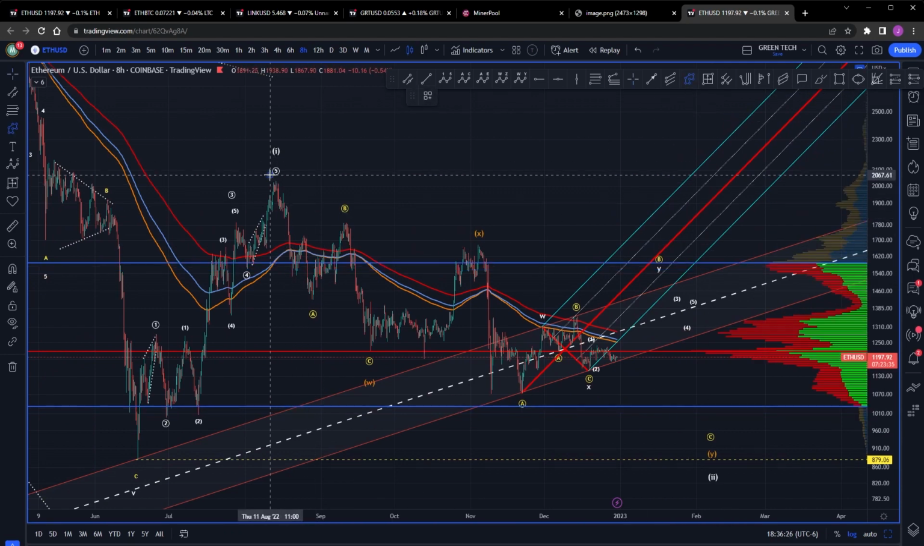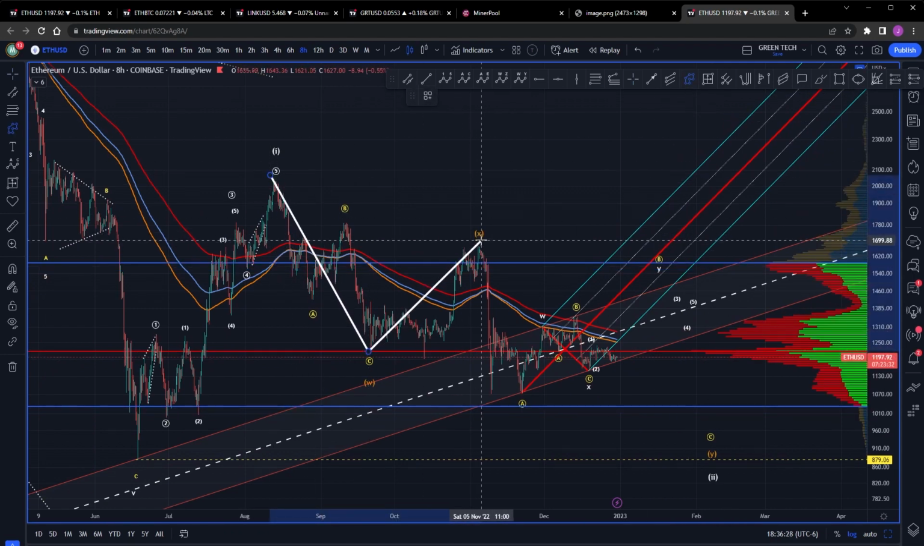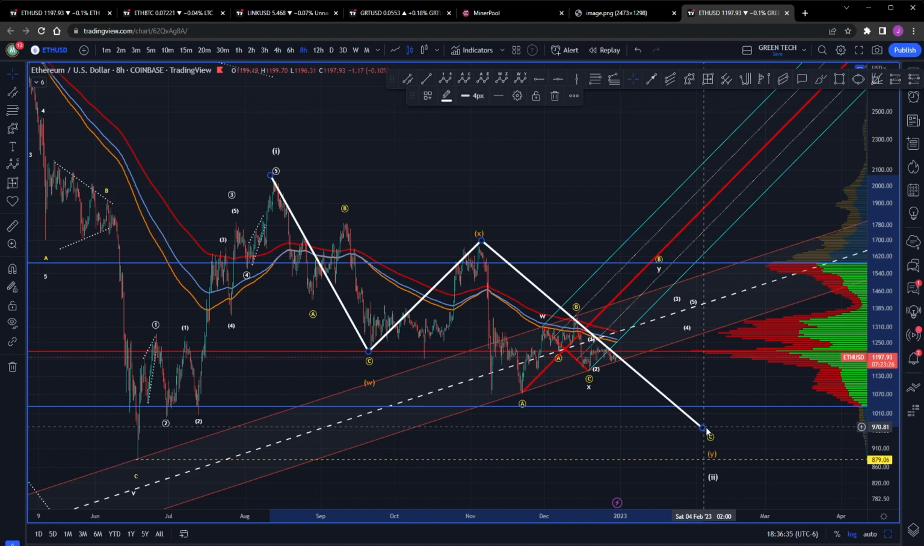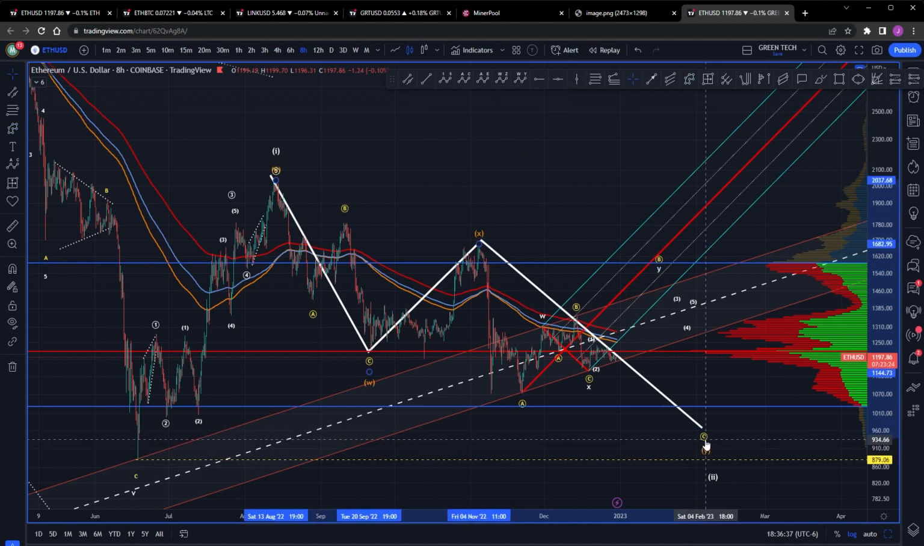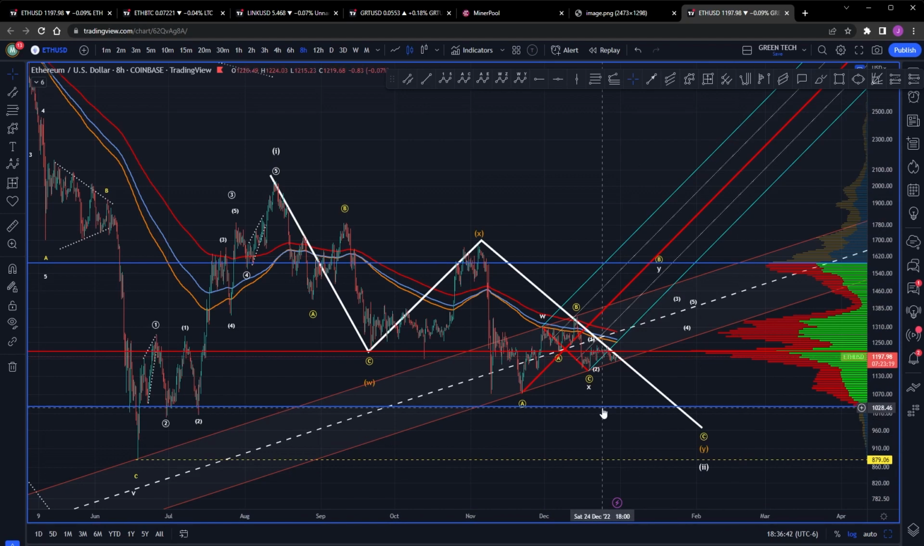I'm hoping that we've got a double zigzag going on. Ultimately it is going to do this, and I'm hoping that we get some very deep C of the Y for a wave 2. Bitcoin ultimately makes a new low, but Ethereum does not. That's what I'm hoping for.